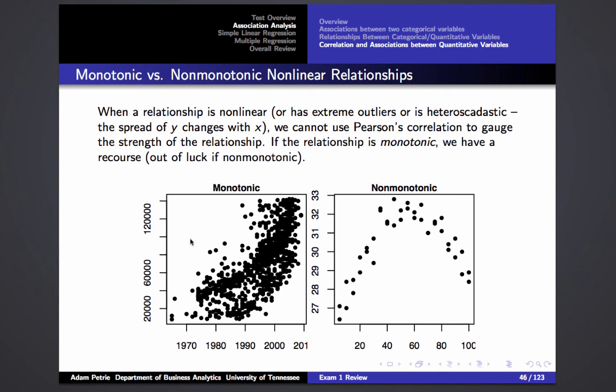All right, so when we don't have a linear relationship, we can't use Pearson's correlation. If that relationship is still monotonic, we have a recourse. We can use Spearman's rank correlation. If the relationship is non-monotonic, well, you're out of luck.